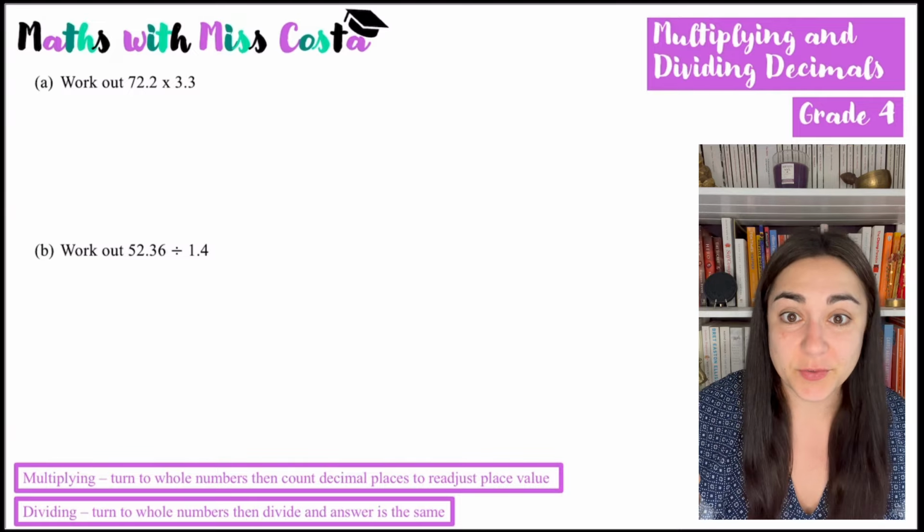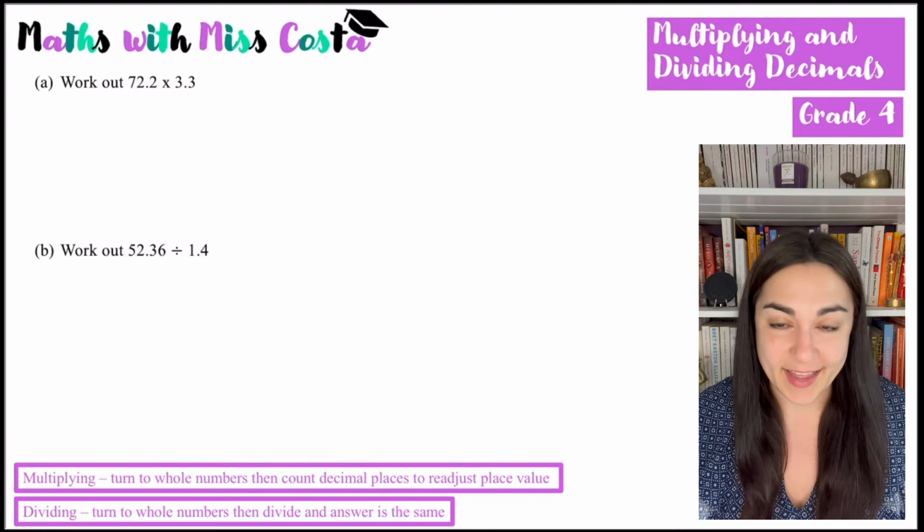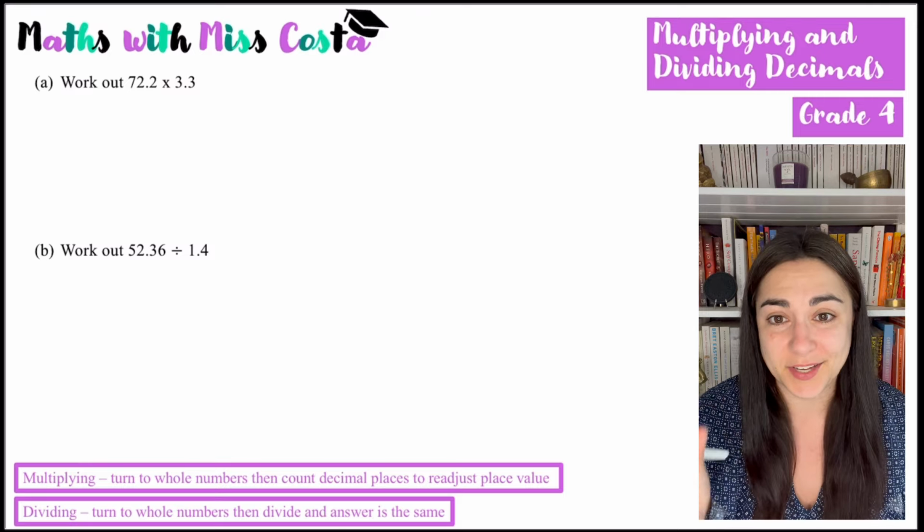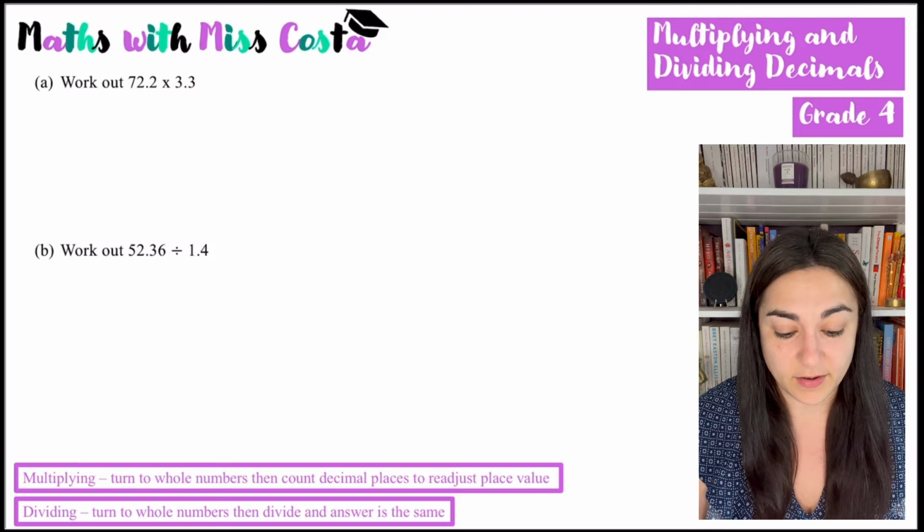Okay, so here we're going to be multiplying and dividing decimals. And the key thing when multiplying is to make life easier for ourselves and to just turn the numbers into whole numbers.